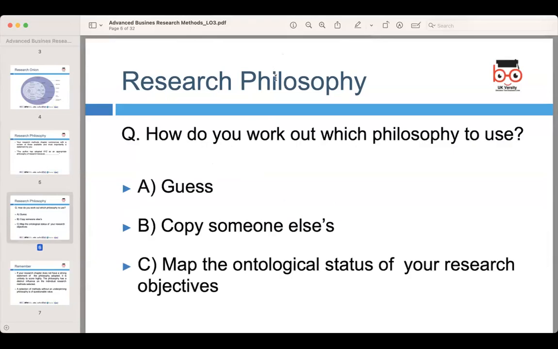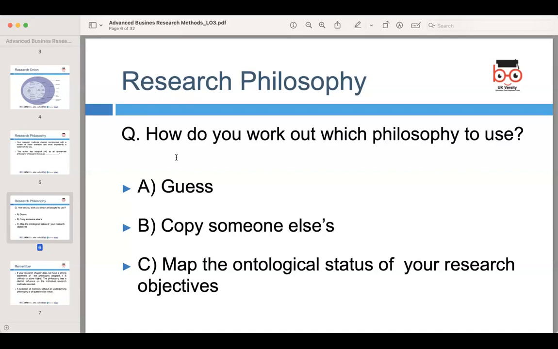Okay, so here are some questions. The question is about research philosophy: how do you work out which philosophy to use? Any idea, or can anybody tell me? Anyone? Okay. So, now we discuss how to determine which philosophy to use in your research endeavors. When it comes to choosing a research philosophy, you have a few options.